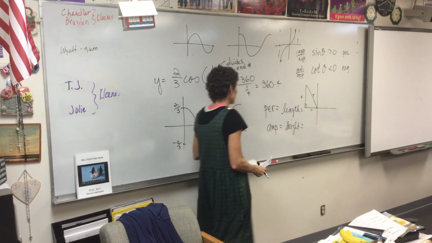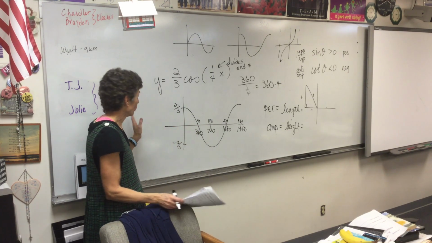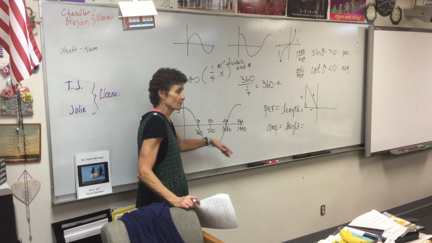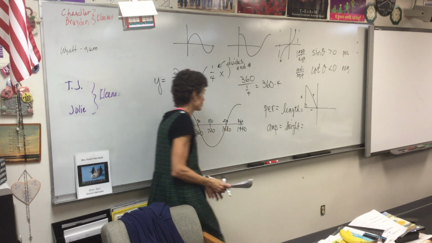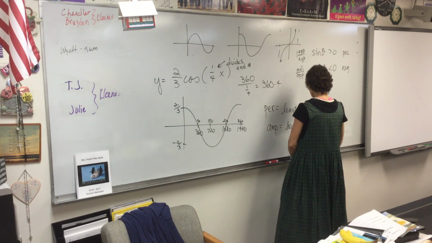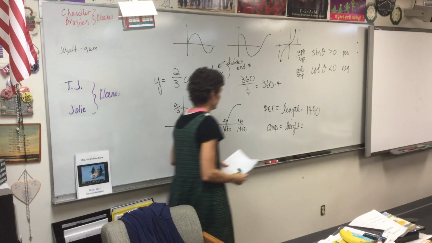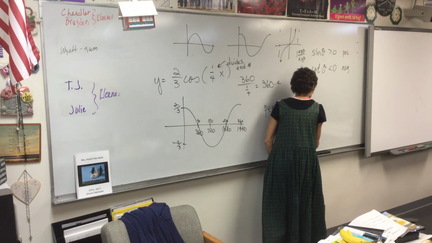All right? You know that. You've done the problem. It's easy. Just fill in the numbers. Easy points here. What's the length? 1440. So your period is 1440. What's the height? 2/3. That's your amplitude.